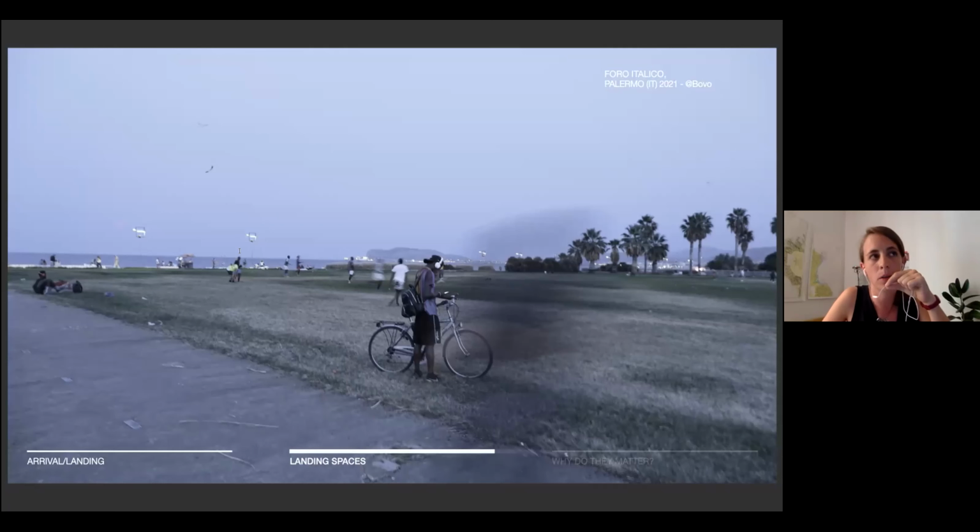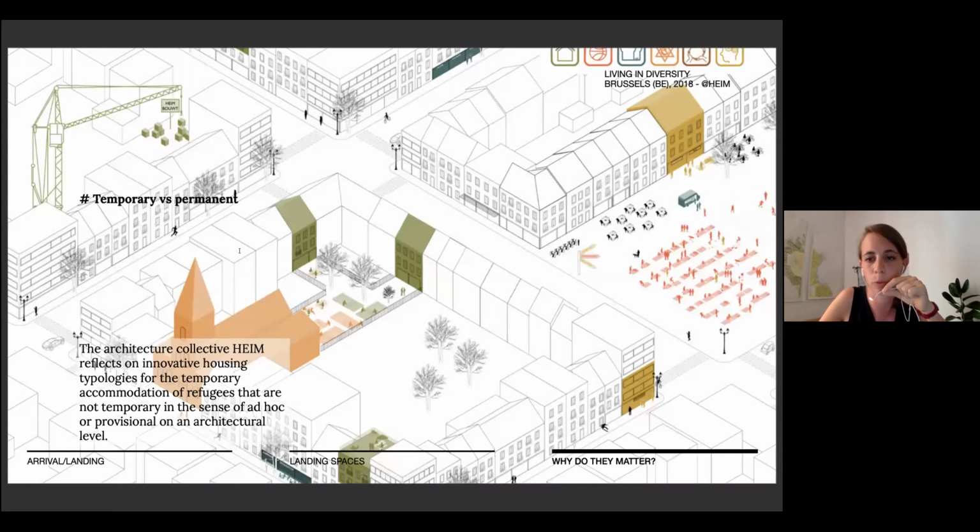And so when we ask ourselves why they matter and how we shall address these spaces, there are at least three interesting issues that I assume are interesting both because they are very relevant to support this arrival and open-ended condition of newcomers, but also because they raise huge challenges for urban planning and architecture. And so the first point is the binary between what is temporary and what is permanent. So Faten has already mentioned this.